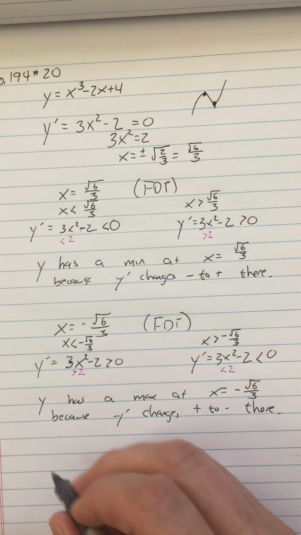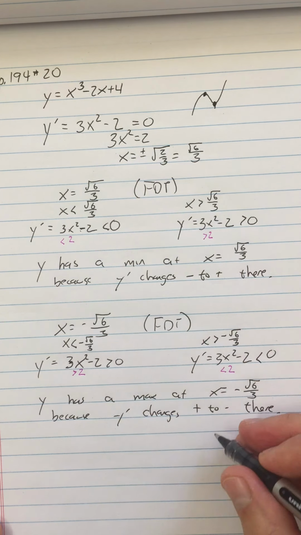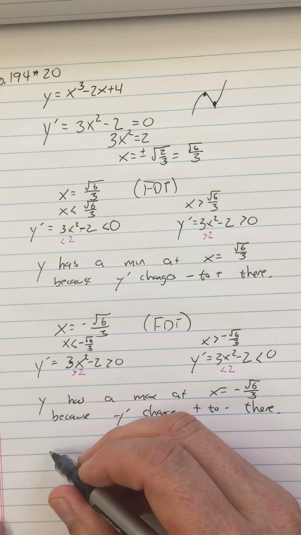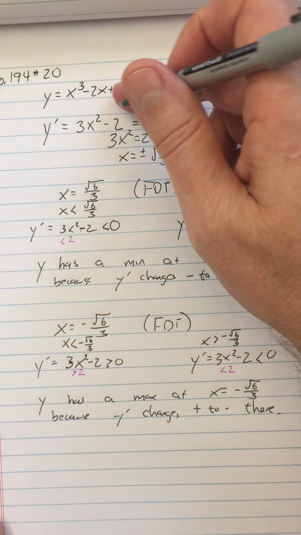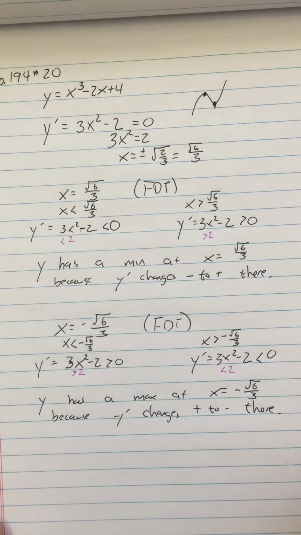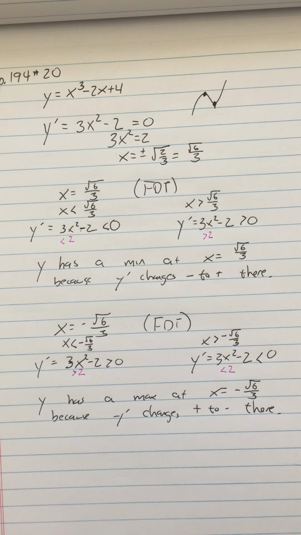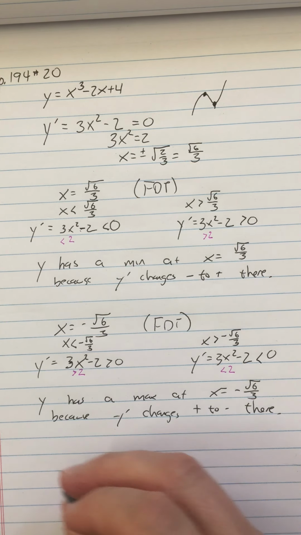Now, I still need to say that because I didn't include the y coordinates in what I did up here, and the problem asked for them, so I need to take this square root 6 over 3 and plug it into the original equation. That's going to be a little bit tricky, so probably calculator time on that one. I mean, you could do it without a calculator. Do we want to be crazy?